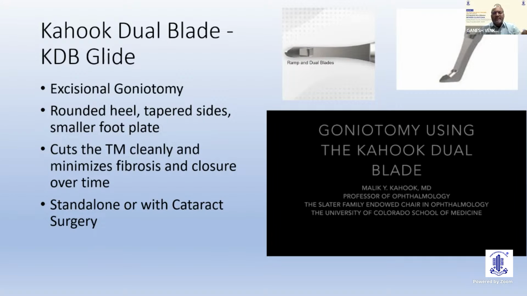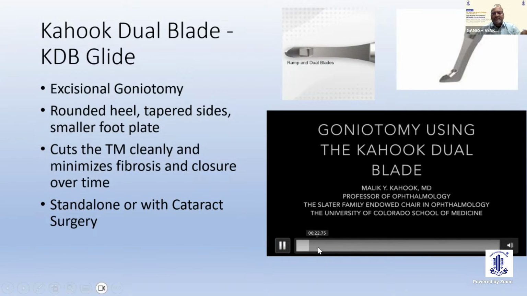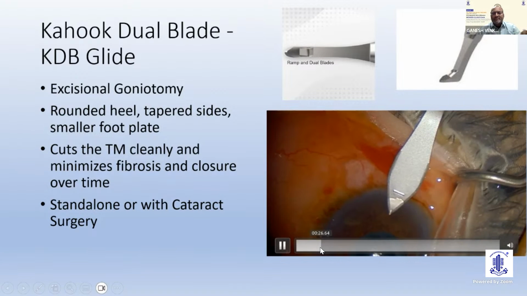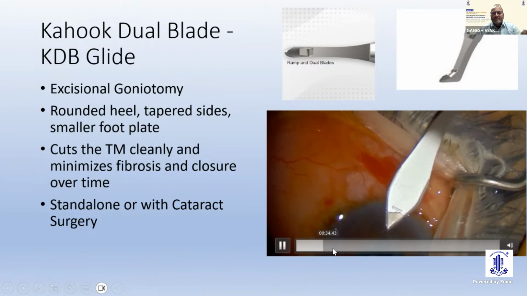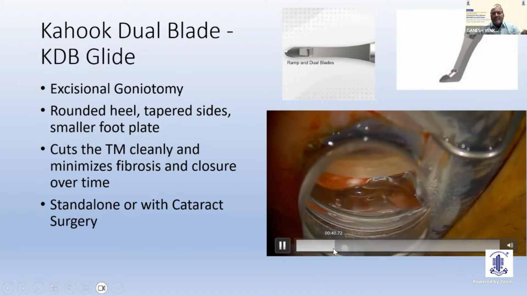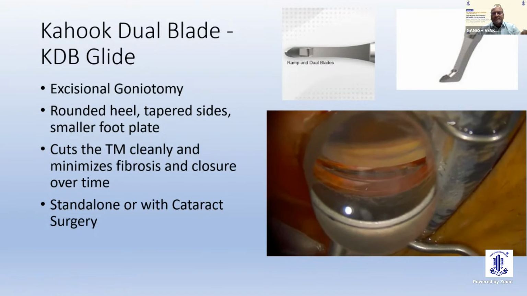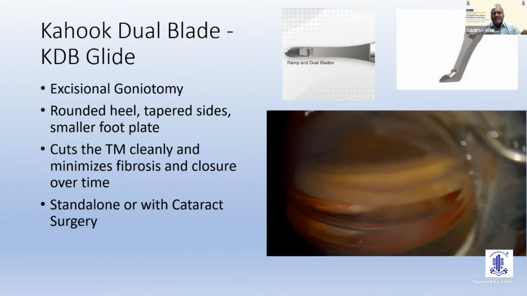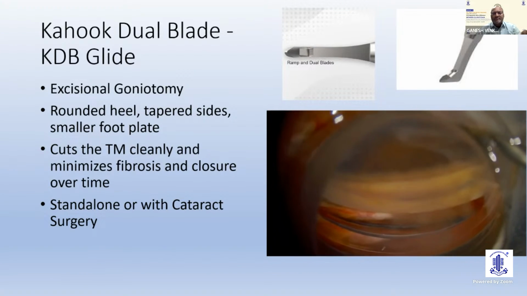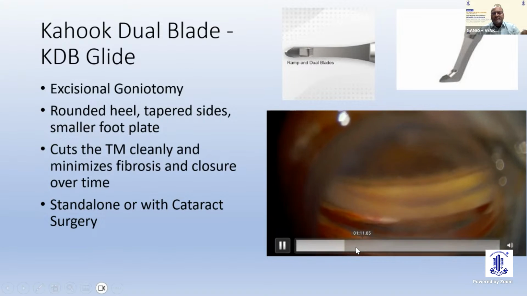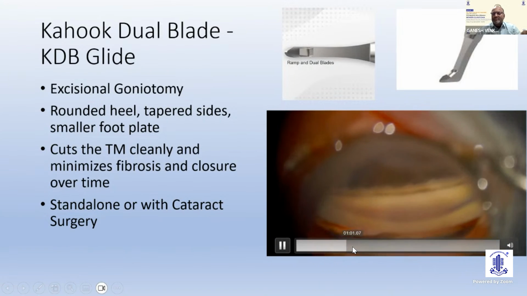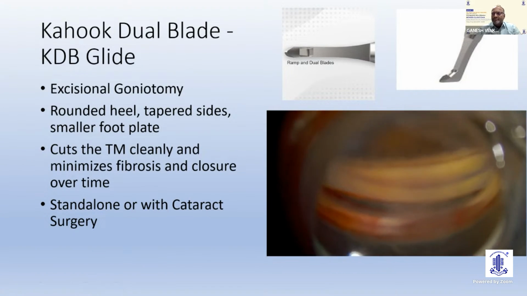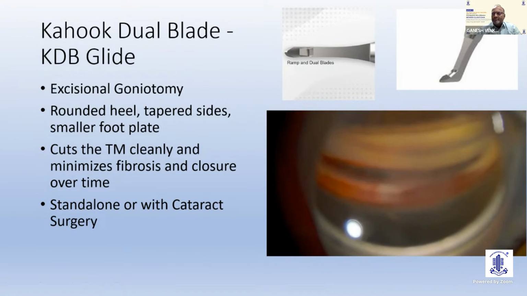This is Malik Kahook, professor of ophthalmology at the University of Colorado, and I'd like to share with you a case that I performed. We start off by placing the Swan-Jacob lens over the cornea coupled with viscoelastic. It is key at this point to zoom in so that the extent of your view is covered mostly by the gonio prism. You can see the excellent view that this provides to the trabecular meshwork.